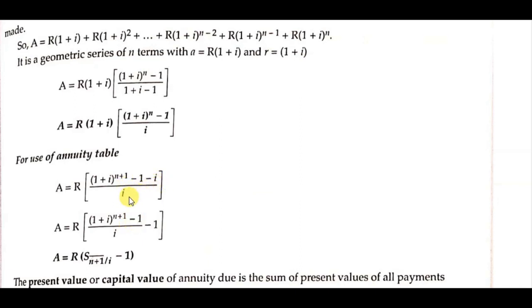So remember this formula. What we have to use for calculations, for due cases especially, is this formula. And A equals R of, for annuity tables, we will use these values as S of n plus 1 bar, whole minus 1. So, okay.